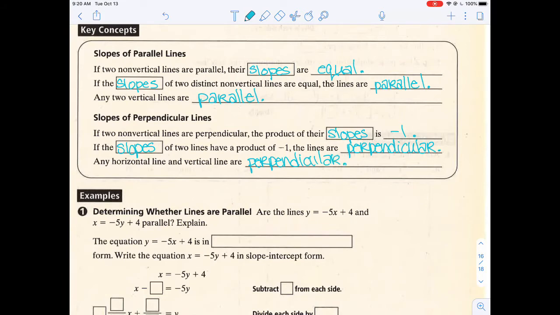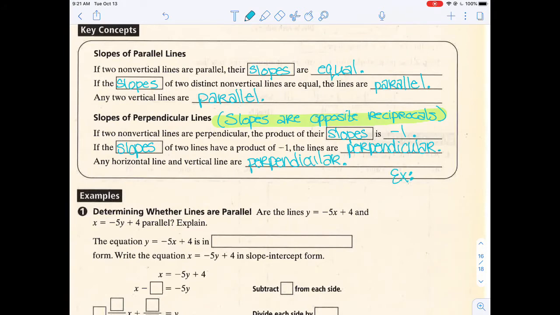So that first one says if the product of the slopes is -1, they're perpendicular. I like to remember that the slopes are opposite reciprocal. Okay, that's just a little side note. I think it's easier than figuring out that their product is -1.